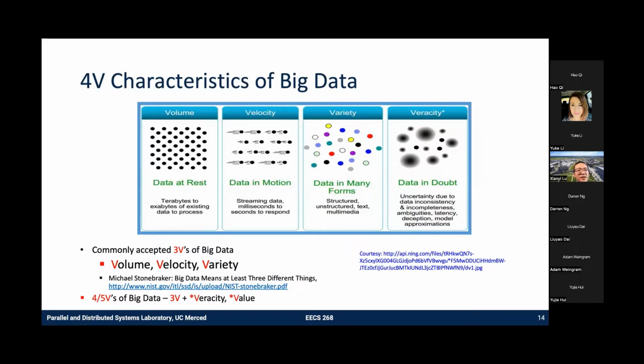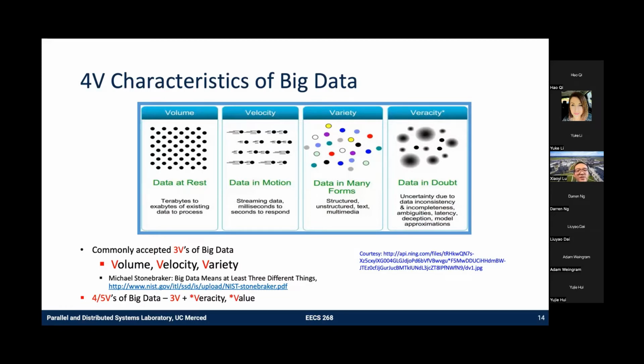For instance, they use volume to describe how large the data is in your application. That's data at rest. For some applications, your data is actually moving every second, like stream processing. You have a camera, and the videos need to be processed immediately so that it can detect some weird behavior. Then you can raise a warning, and the warning will trigger some kind of actions automatically. That is data in motion.